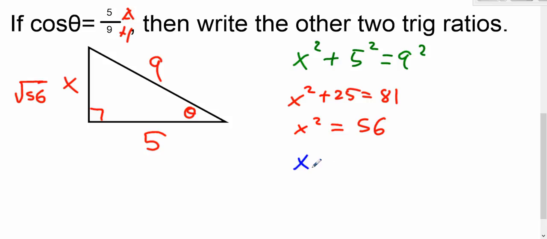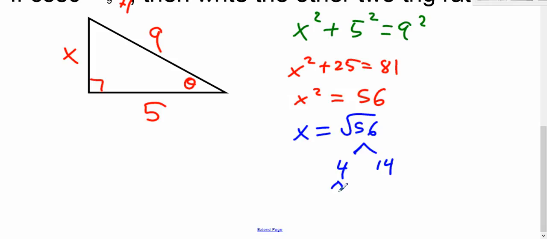I think you can actually simplify that. If you do a little factor tree, that's 4 times 14. So you get a pair of 2's. 14 doesn't have any pairs in it. It's not a perfect square. So this is 2 square root of 14 if you simplify it.